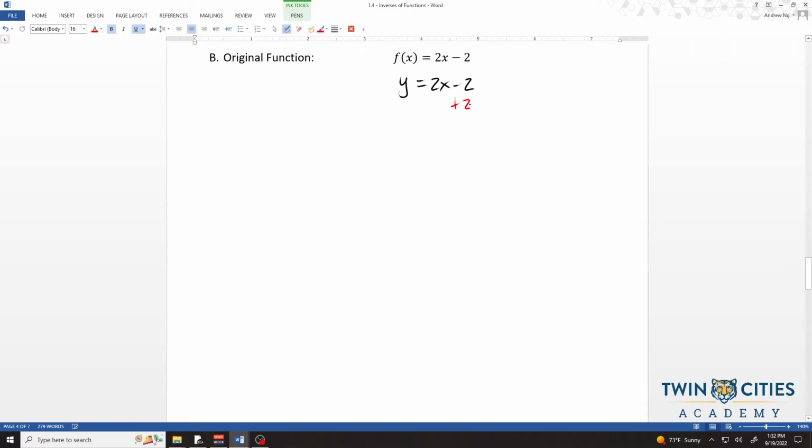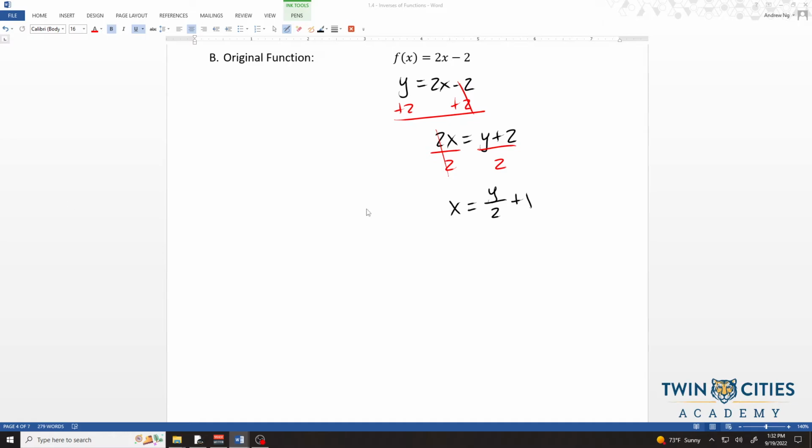So I'm going to start to undo everything. I'm going to add 2 to both sides. Here I'll get 2x equals y plus 2. Divide both sides by this 2 here. And this will give me x equals, now I'm going to write this as y over 2 plus 1. Just to change things up, show you that there's a number of different ways that you could write this, but they all mean the same thing.